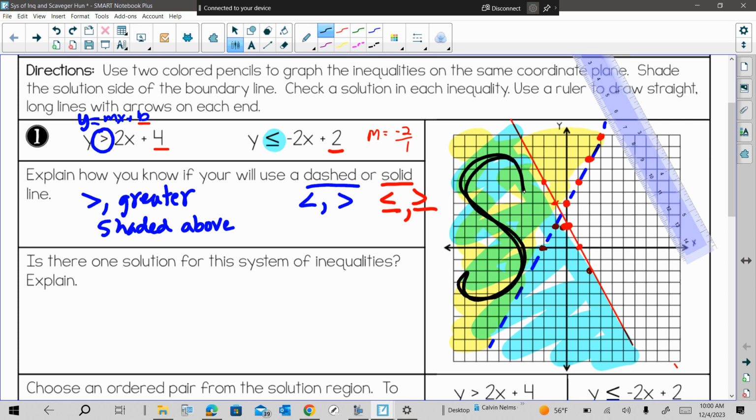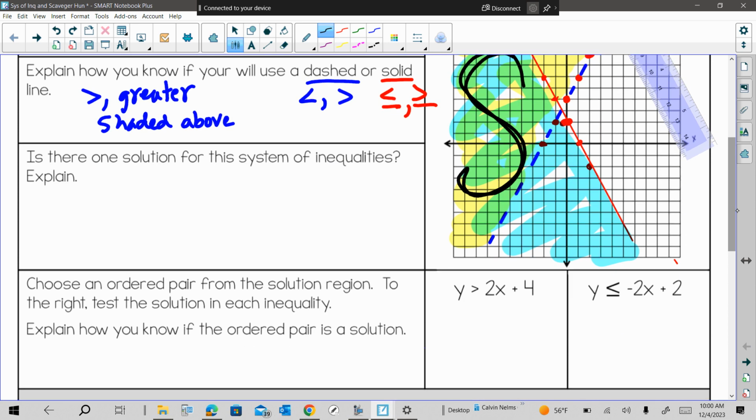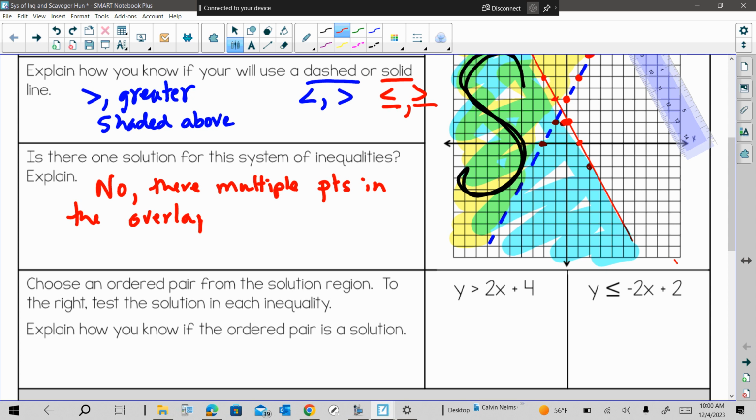The question says, is there one solution for the system of inequalities? Can there be one solution? No, there's not one. Why not? Because it's not just one point. There are multiple points in the overlapping shaded region. So it's not going to be just one point. There's multiple points.